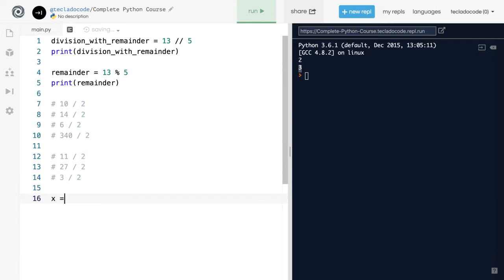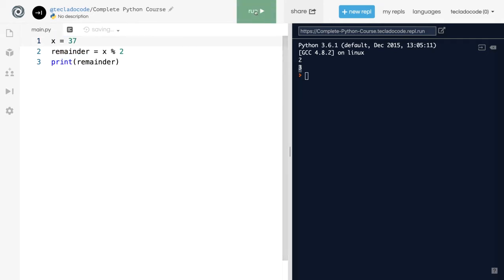So let's look at some code. x is 37. The remainder, we can do x % 2. And then we can print out whether it is odd or even by printing this out. So if this value is 1, that means that it is odd, and if it is 0, that means that it is even. So at this point, I'm going to delete this code here just before running, and now let's run this. You see that we get 1 back, which tells us this number here is odd.